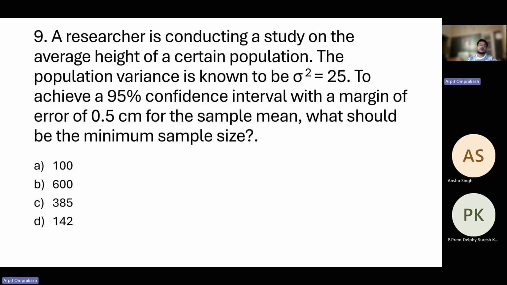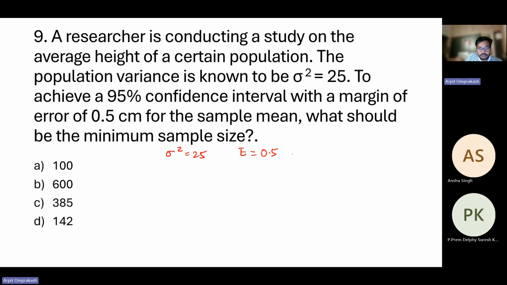The next question is, a researcher is conducting a study on the average height of a certain population. The population variance is known to be sigma square equal to 25. So we have sigma square equal to 25. To achieve a 95% confidence interval with a margin of error of 0.5 centimeter for the sample mean, what should be the minimum sample size? So what we are given here is our margin of error, E, which is 0.5.